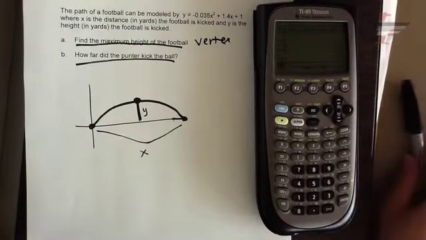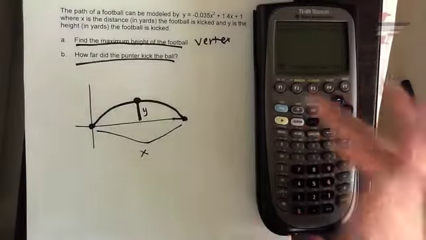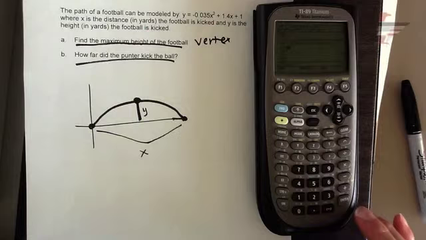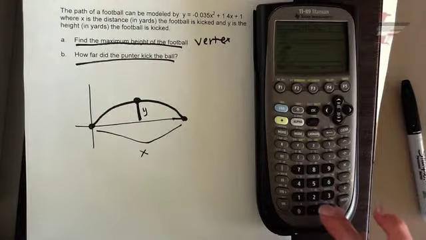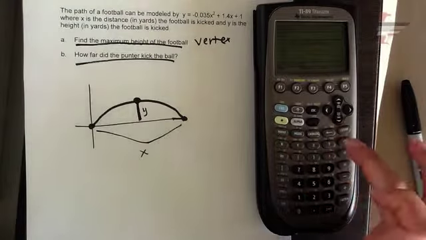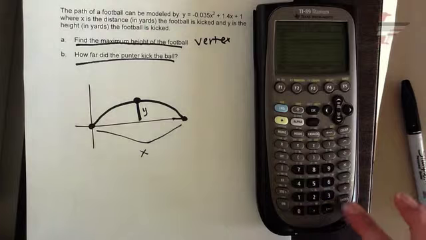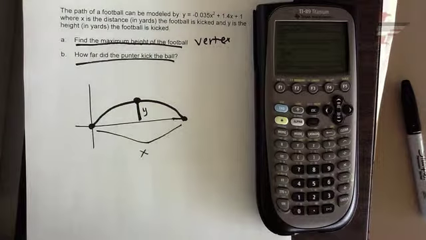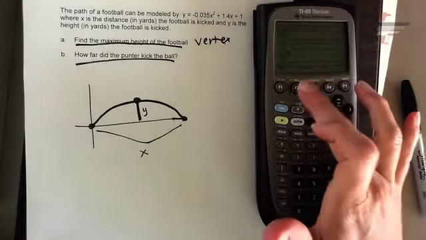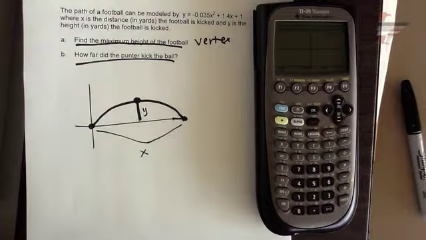So I'm going to look at this on my calculator to see if I hopefully don't have to do any algebra. I'm going to go to my y equals, clear out old stuff, type in this equation, negative 0.035x squared plus 1.4x plus 1, press enter. I'm going to do a standard window, so I'm going to go to zoom, F2, and 6 for standard, and hopefully see something. I do see something.